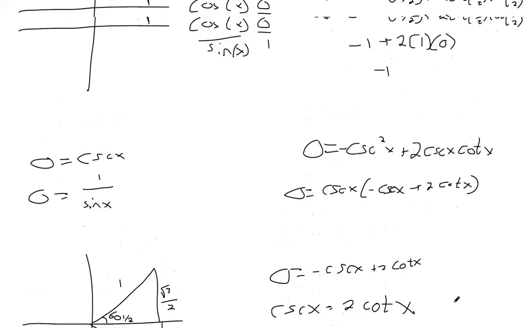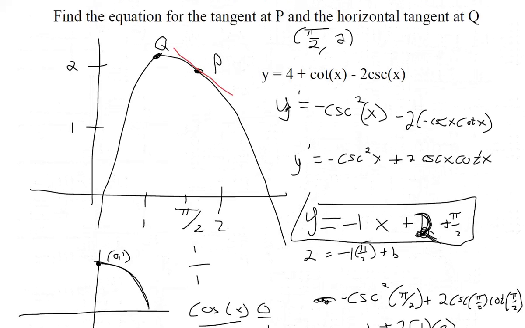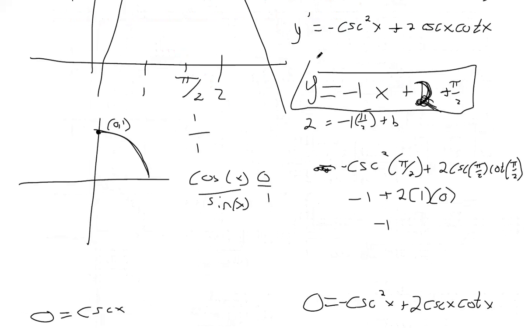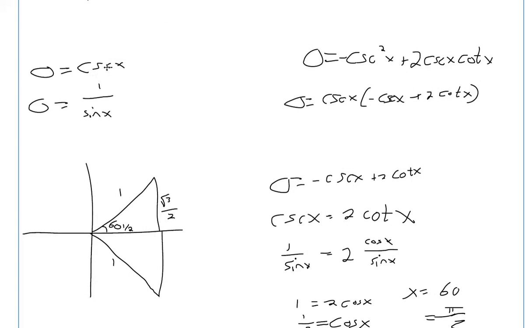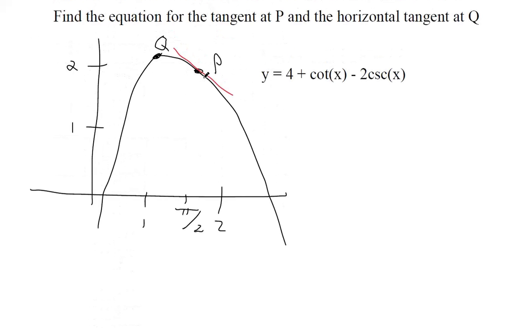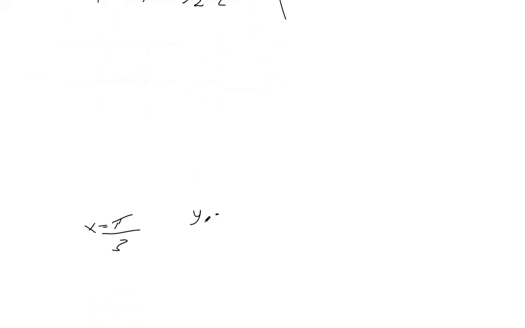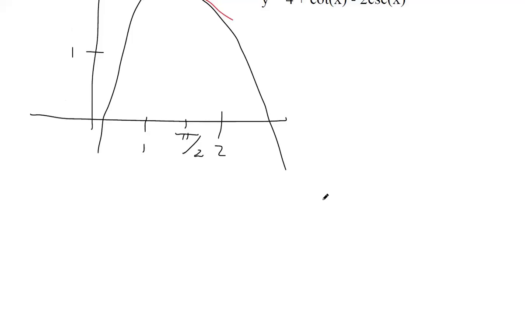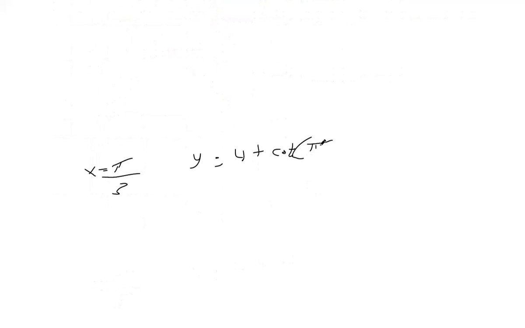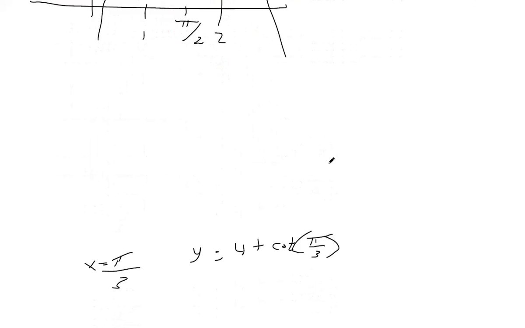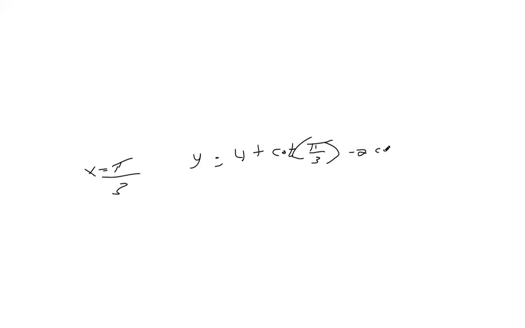Okay, so now we have x equals pi over 3. We got to find the y-coordinate, which I messed up. If you want the y-coordinate, you got to plug pi over 3 back into your y-coordinate equation. So we want pi over 3 in for x and see what it spits out for y. So y equals 4 plus cotangent pi over 3, subtract 2 cosecant pi over 3.